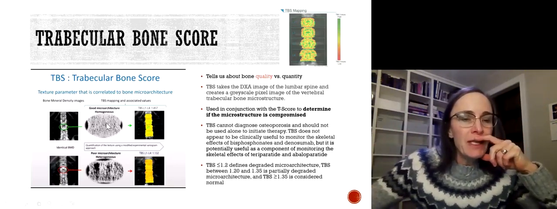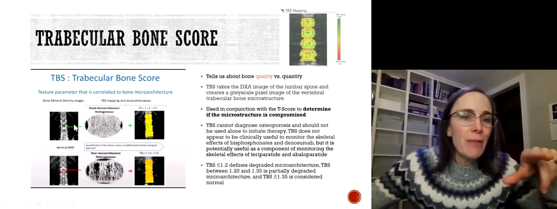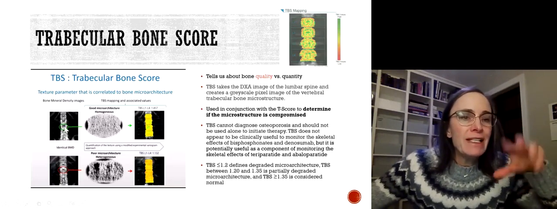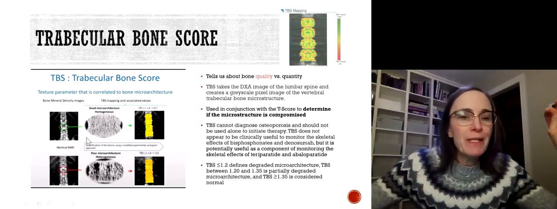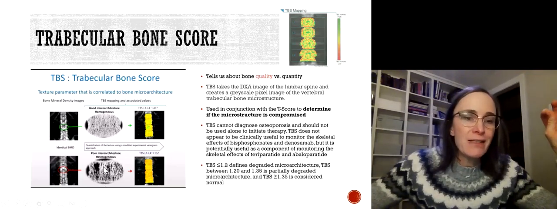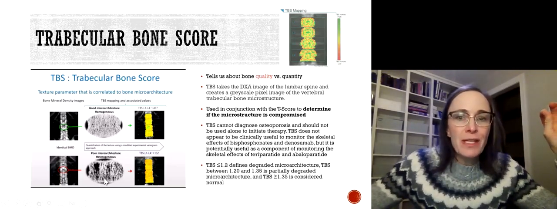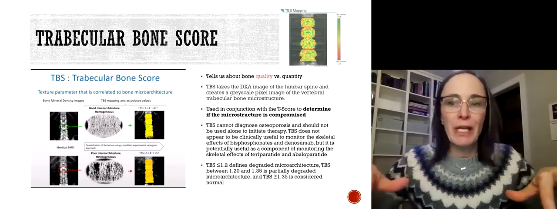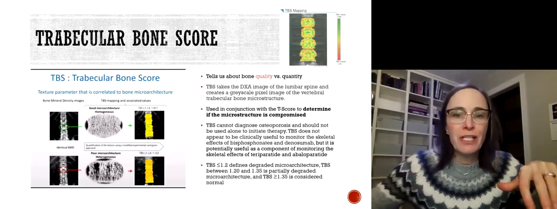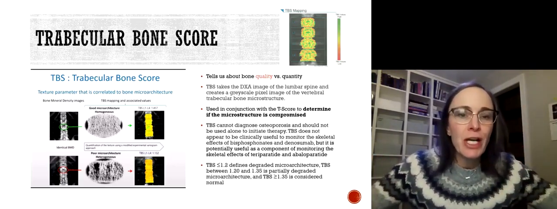So if you look here, these two people in this picture, on the left are the spines, have identical bone mineral density tests, okay? But the architecture is very good in one of them and not so good in the other. So this takes the DEXA image of a lumbar spine and creates this grayscale pixel image of the vertebral trabecular microstructure. And that's going to really influence your decision as to whether or not to treat.